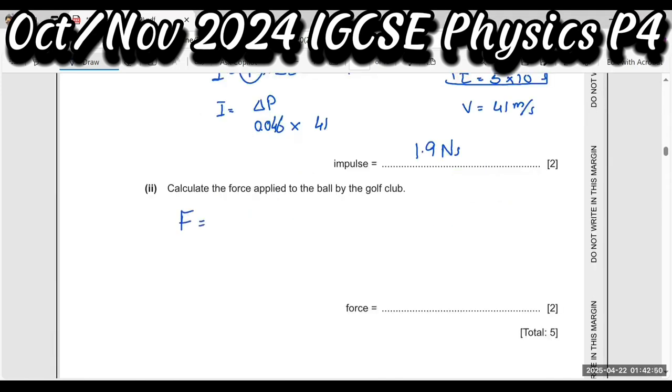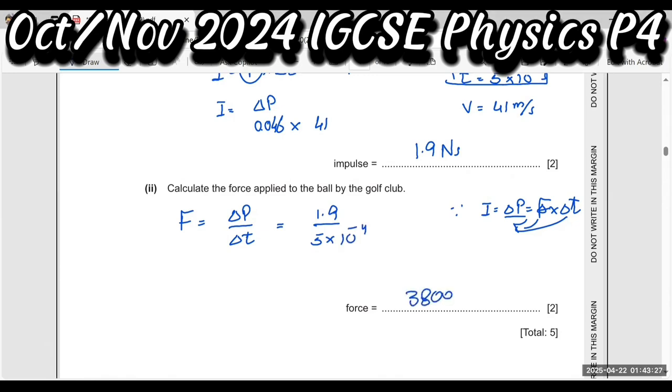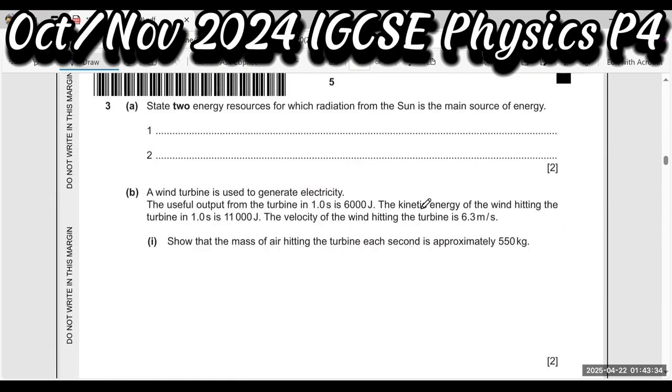The force is equal to change in momentum over change in time. Why? Because impulse is equal to change in momentum, which is equal to force times time. We need to calculate the force, so time will go to that side. Force is equal to change in momentum, which we just found, divided by the time, 5 times 10 power minus 4. After calculating this, we will get the answer 3,800. The unit of the force is Newton.